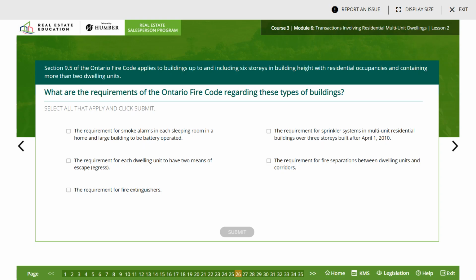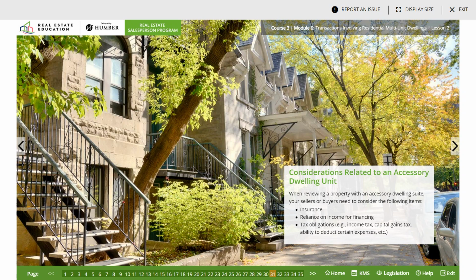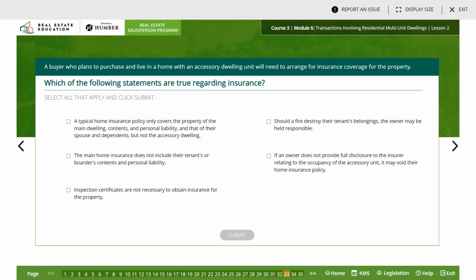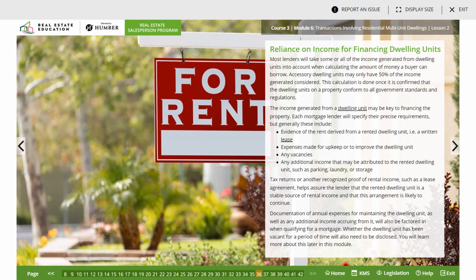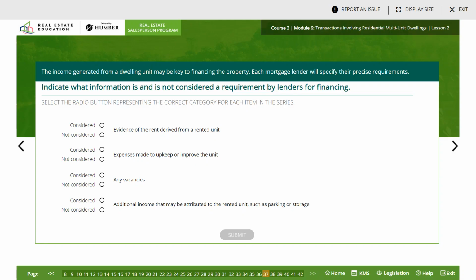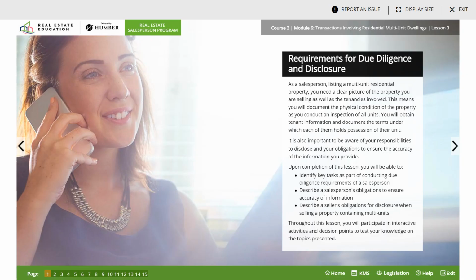And then moving on in this lesson, we will see that we need to know something like, okay, I think this was basically it. So yeah, let's move on to lesson 3. Hold on, what was this? Let me see. Okay, yeah, so let's move on to lesson 3. And lesson 3 is requirements for due diligence.